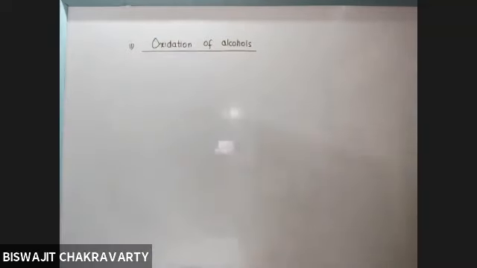Oxidation of alcohols. Now the question arises that there are 3 types of alcohols: 1 degree, 2 degree, 3 degree. In order to carry out the oxidation, we need to use some oxidizing agent, because until and unless we put in some oxidizing agent, oxidation will not be possible. But there is a difference between 1 degree, 2 degree and 3 degree alcohols, because of which the behavior towards oxidation reaction is also found to be different for the 3 types of alcohols.